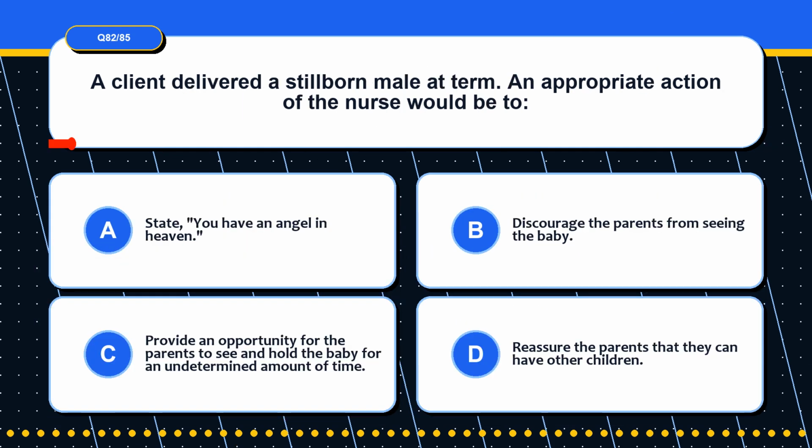Question 82. A client delivered a stillborn male at term. An appropriate action of the nurse would be to, here are the options. Option A. State, "You have an angel in heaven." Option B. Discourage the parents from seeing the baby. Option C. Provide an opportunity for the parents to see and hold the baby for an undetermined amount of time. Option D. Reassure the parents that they can have other children.